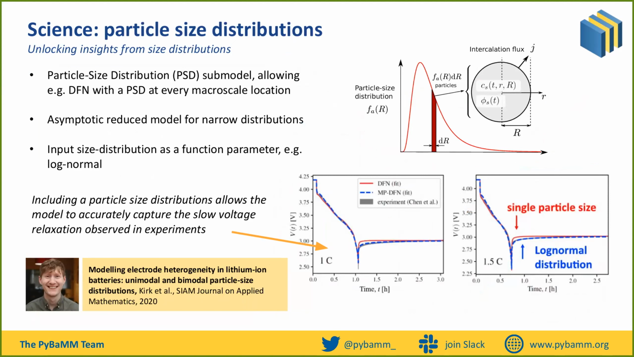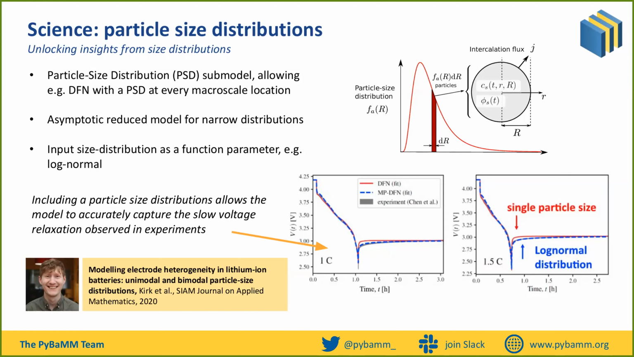Something else that was implemented in PyBaMM is particle size distributions. If you're familiar with these kinds of models, typically we assume there's a single particle size in each electrode. But actually we could assume instead that we've got a distribution of different particle sizes in each electrode. And including this physics was able to offer a possible explanation for the slow voltage relaxation you see during rest phases of experiments.